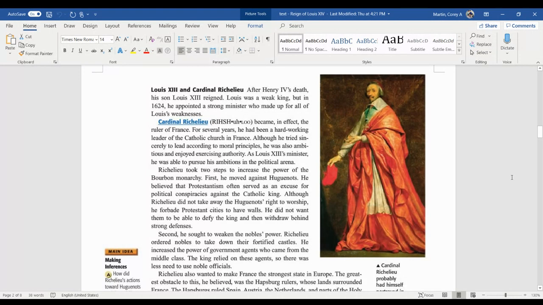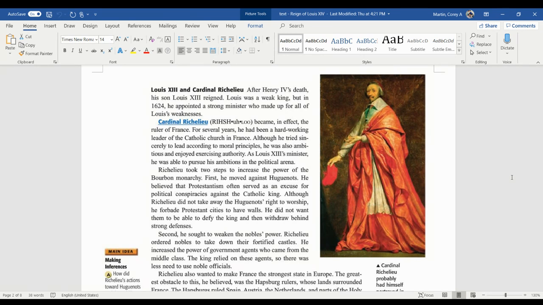Louis XIII and Cardinal Richelieu. After Henry IV's death, his son, Louis XIII, reigned. Louis was a weak king, but in 1624, he appointed a strong minister who made up for all of Louis's weaknesses. Cardinal Richelieu became, in effect, the ruler of France.